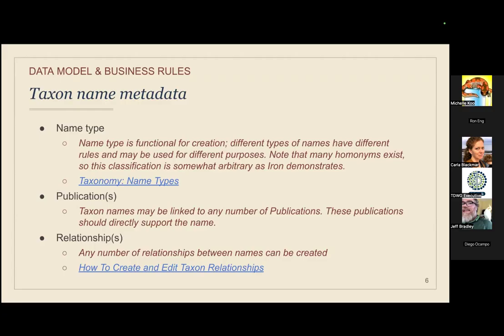The other metadata associated with names are publications, and these are generally publications that detail the name and its creation. So they should directly support the name. And then relationships. And this could be synonyms or other ways that names are related to each other. And there's how-tos on how to do these things. And we'll kind of walk through an example later.